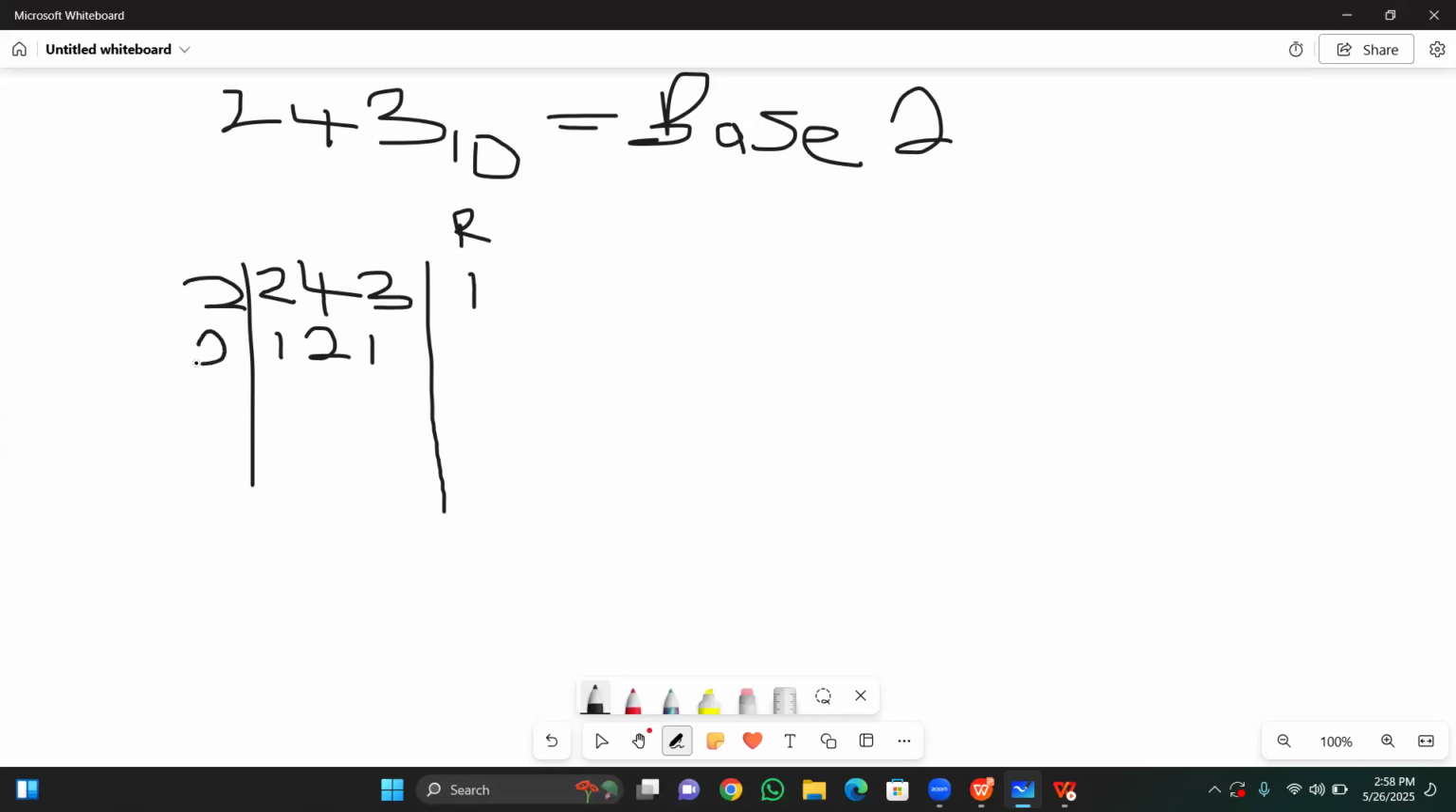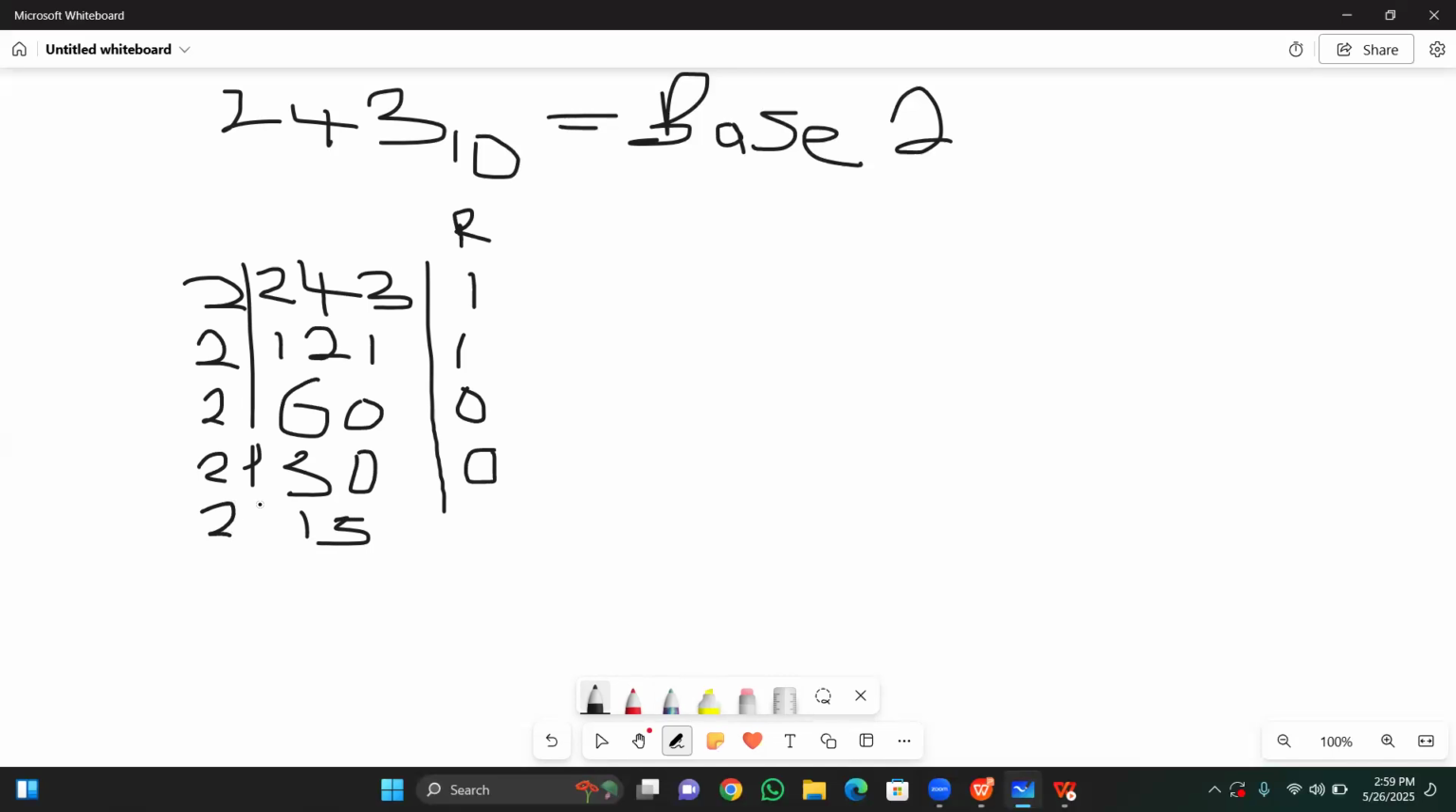We'll now divide again, but you will have to divide the numbers repeatedly by 2. 2 divided into 121, we will get 60, and we'll have a remainder of 1. We'll divide again. 2 into 60, we'll get 30, remainder 0. Sorry, that's too big. So 2 into 30, we'll get 15. All right, and we get remainder 0.